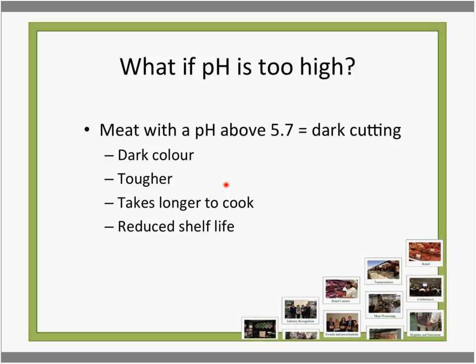So when you process things like salami, they purposefully ensure that the pH is lower and it's more acidic to ensure a longer shelf life on them. And it's no different. If we end up with a higher pH, it encourages that microbial growth, and you end up with a reduced shelf life on your product.